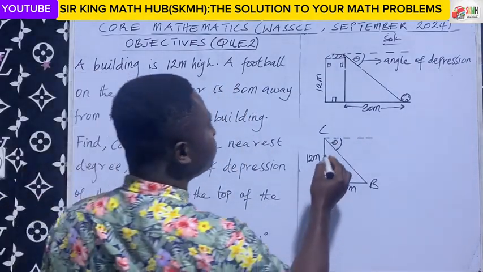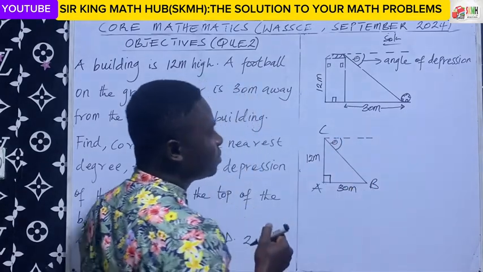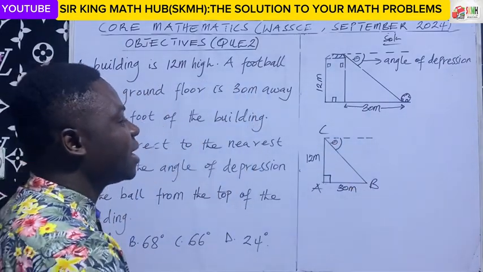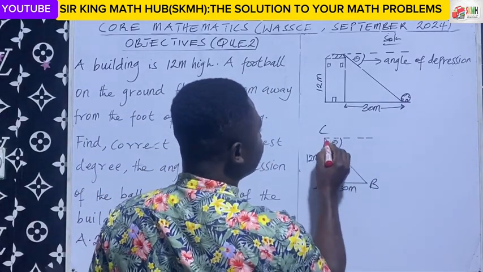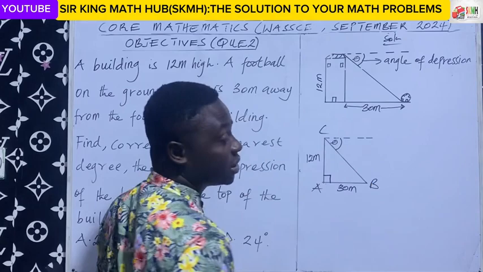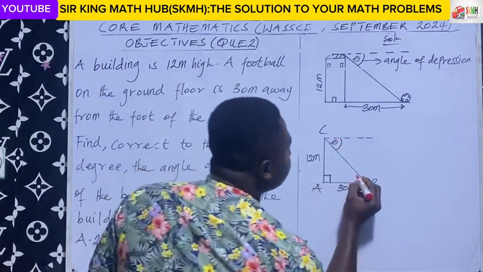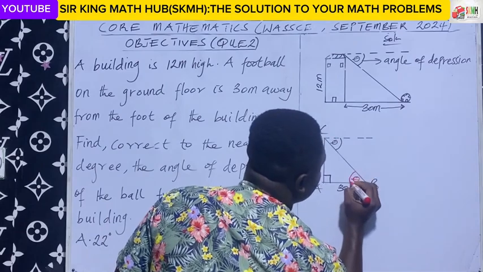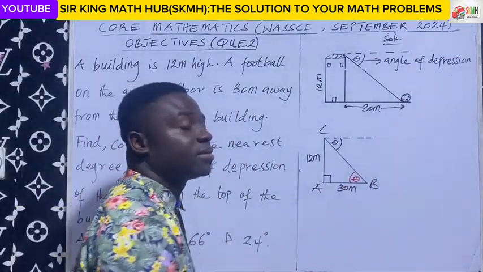Now, what is the relationship between theta and this angle? So you could see that this theta here is alternating with this angle. And we know that alternating angles are equal. So if this angle here measures theta, then this angle here must also measure theta. We are looking for theta.